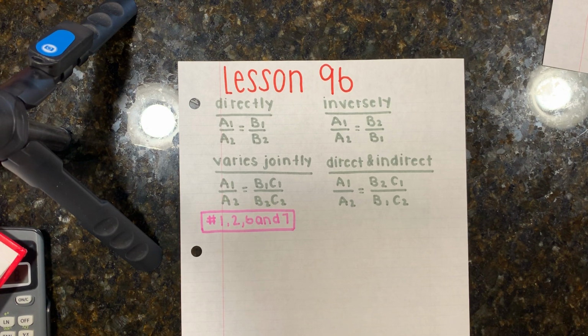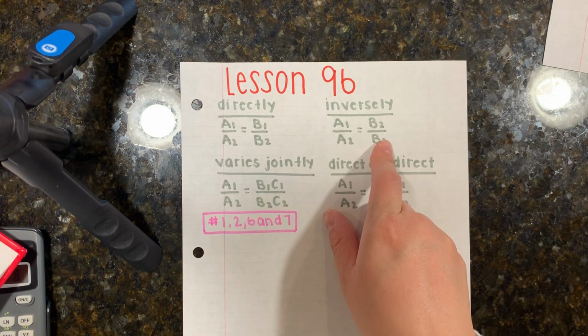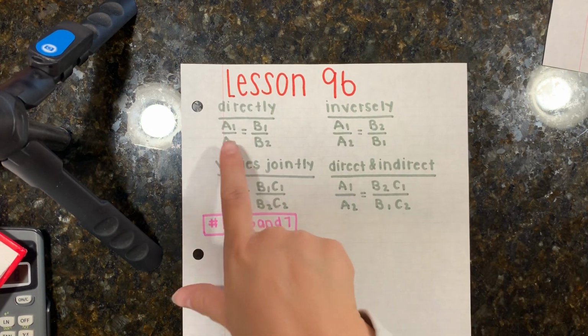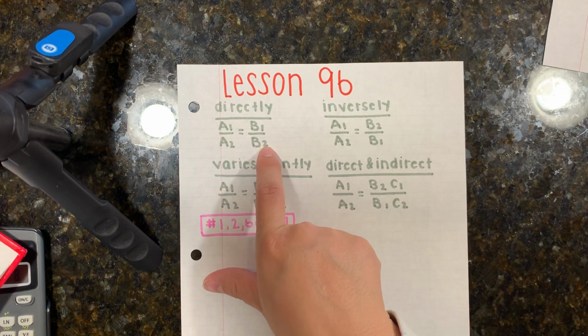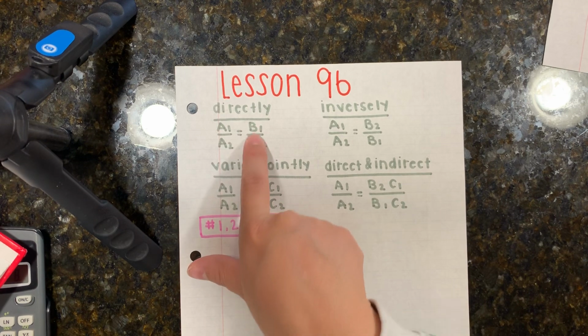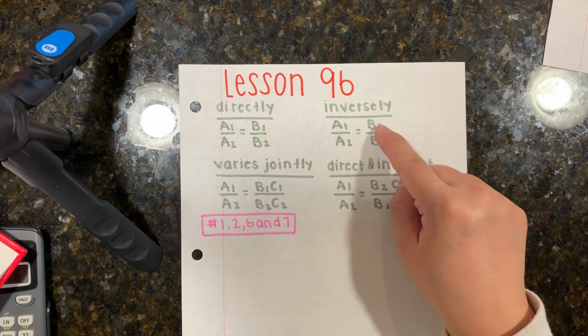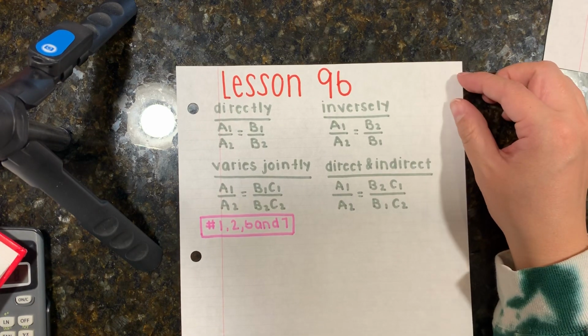So a few things that we're going to go over is your ratios for directly and indirectly or inversely. So this is how we solve if we're doing directly. This is how we solve if we're doing indirectly or inversely. Notice the left side stays the same, but the right side is what changes. If it's directly, it stays the same as the A1 over A2, so B1 over B2. If it's inversely, that second fraction just flips and becomes B2 over B1.